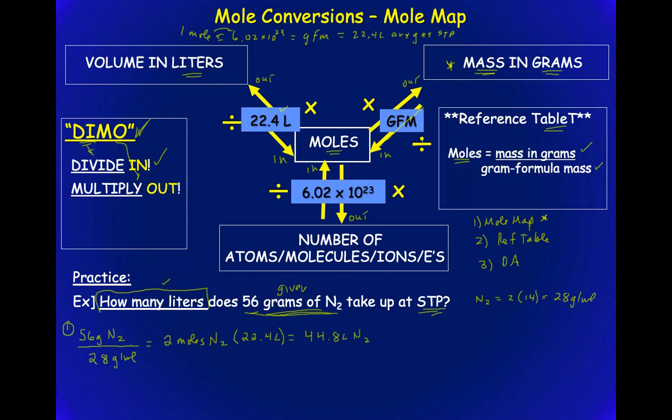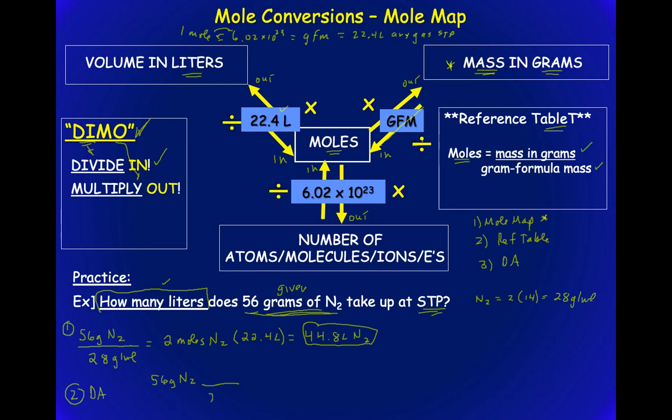Now, another way I could do this, I could simply use dimensional analysis. So this would be it. And again, you use the mole map. That's great. So now we found our answer. Another way to do this is using dimensional analysis. We could say 56 grams of N2, and then we can divide by the GFM. That's what we're going to do here. But we can phrase it differently.